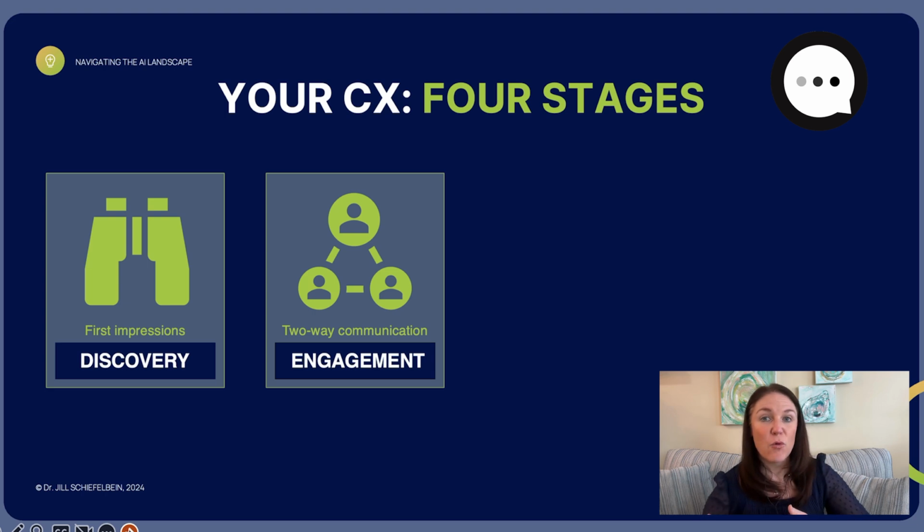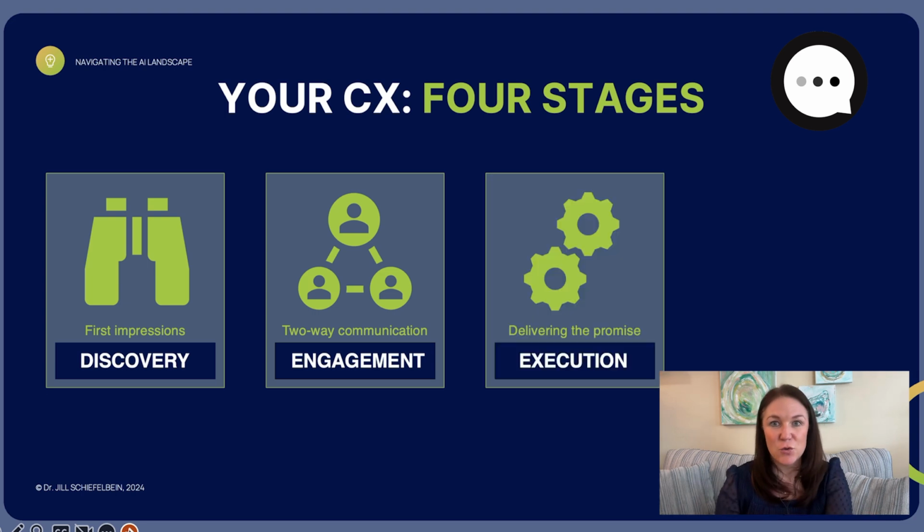And it will be different if someone is going to be a direct customer of yours or if they want to be part of your team and also sell the products. The next stage is execution. This is when you're delivering on that promise.